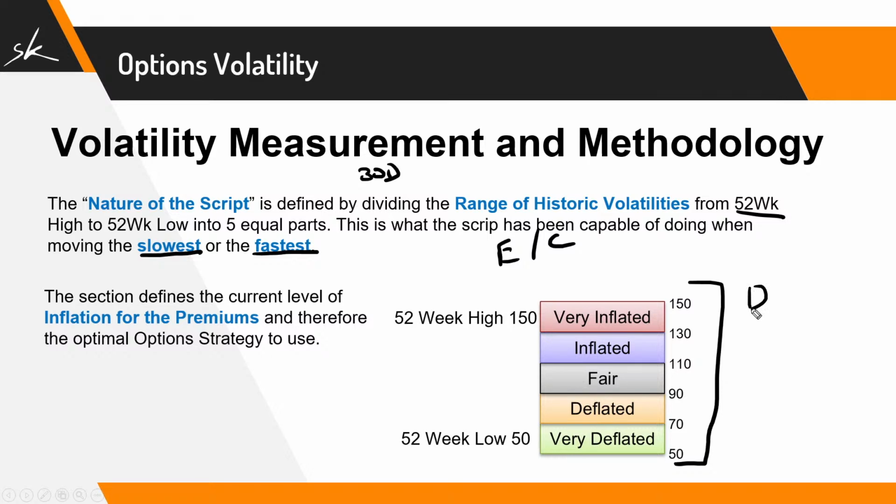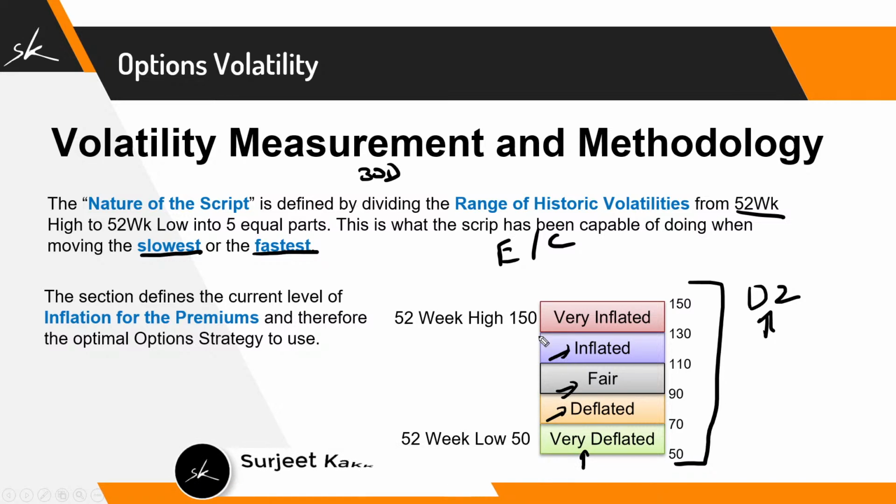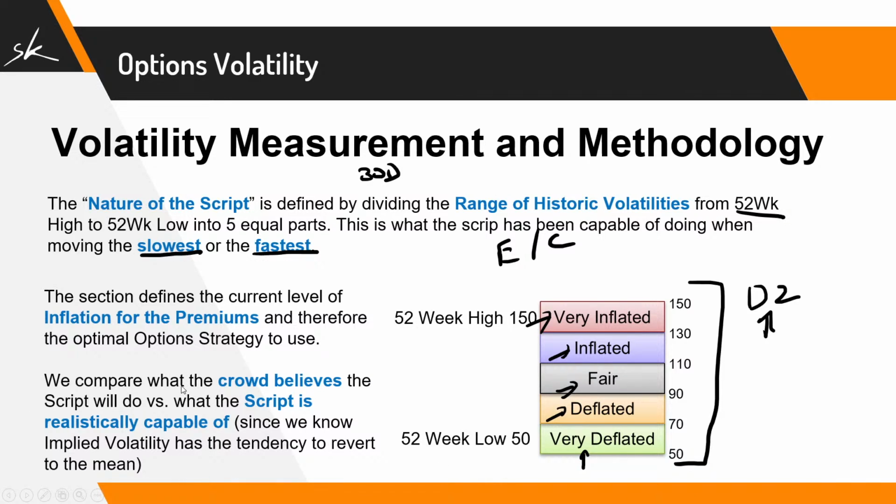Because let's imagine we are in a demand zone. We might be in a demand zone, but there can be 5 different sections for the options IV, right? Options can be very deflated, deflated, fair, inflated, or very inflated. So based on which section the implied volatility is in, we will be deciding which option strategy we will be using, right? We compare what the crowd believes. Your implied volatility basically tells us what the crowd is believing. That is what IV is.